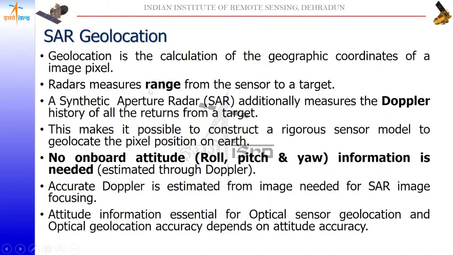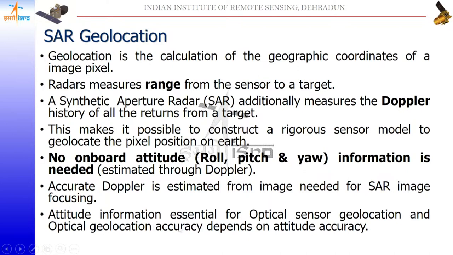Okay, so we can get a very accurate range value and a very accurate Doppler value, because if these two things are not accurate, the image is not focused. If the image is focused, then the range and Doppler are very accurate. With this accurate range and Doppler, we can use these equations to geolocate any feature of a synthetic aperture radar image. Accurate Doppler is estimated from the image, as needed for SAR image focusing.